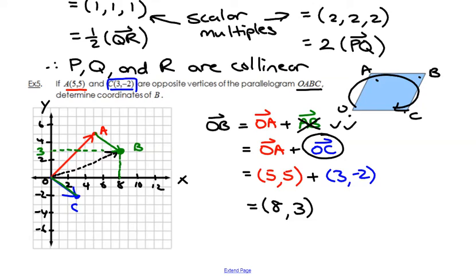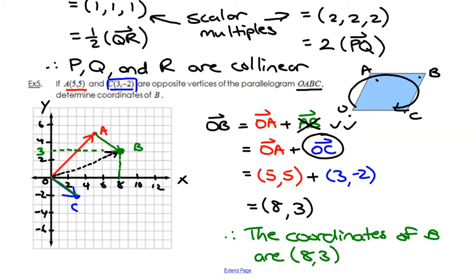Okay, so therefore, the coordinates of B are 8 and 3. Okay, so that gets into the operations with vectors.